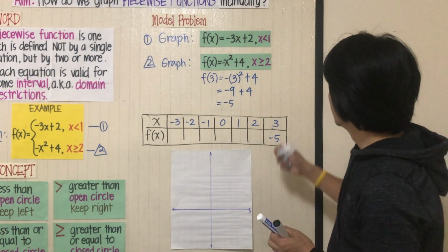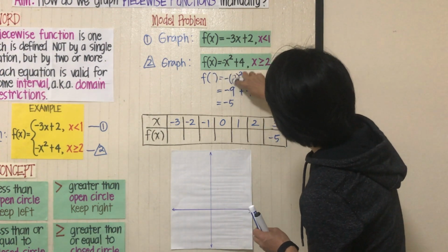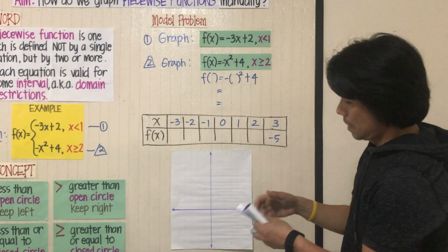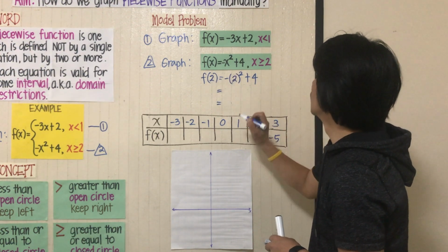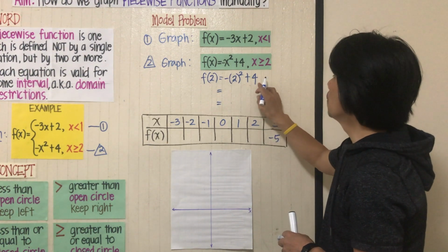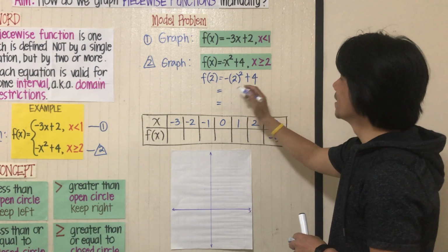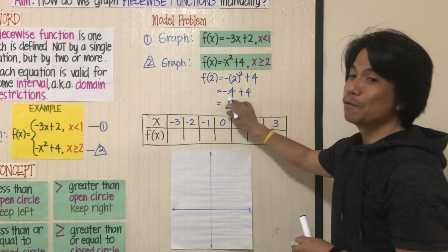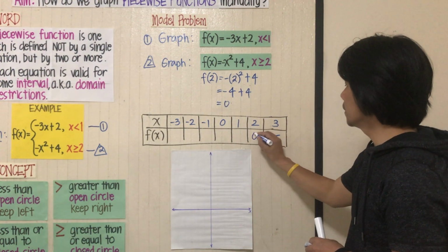What if x is 2? So again, it's old school. Let's change this. X is +2. F of 2 is equal to negative of +2 squared plus 4. So 2 squared is 4. There's a negative, plus 4. Negative 4 plus 4 is 0. So if x is 2, f of x is 0.